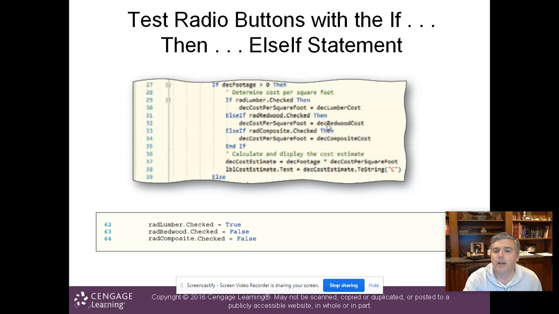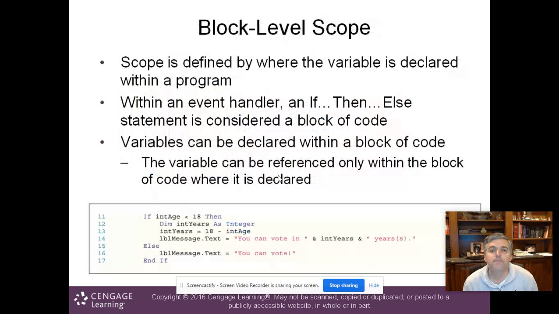So we have probably variables that we've set up above with the lumber cost, the redwood cost, and the composite cost. And then we have an else statement here. So we do something if that deck footage is not greater than 0. So I'm assuming we probably display a message box, tell them what they've entered, and tell them to enter a positive number.